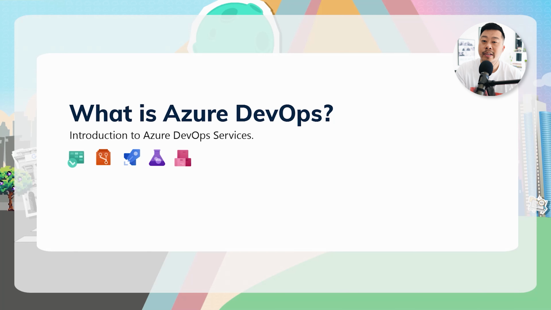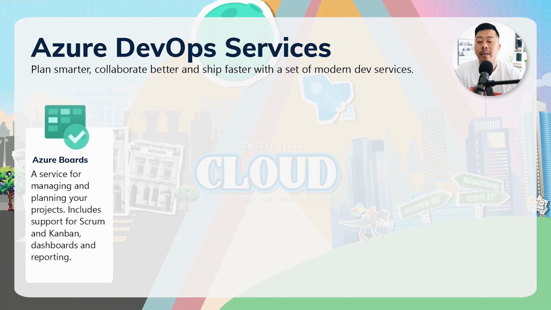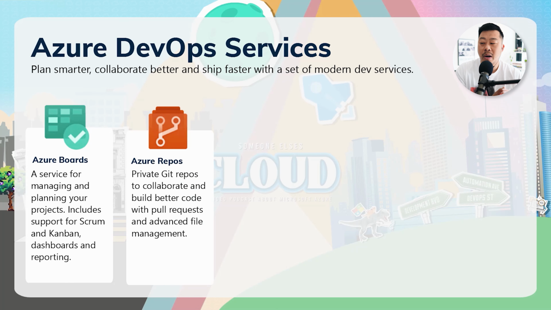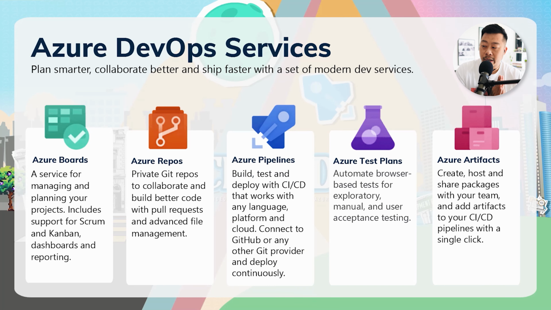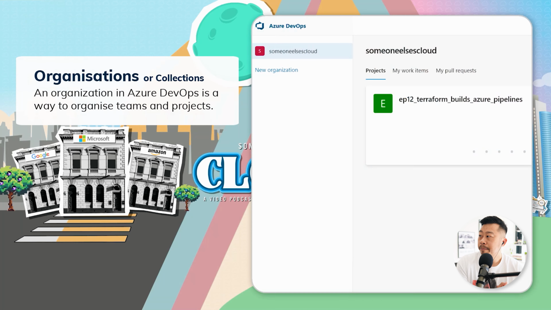So we'll run through the key services that are available. Azure Boards is basically a way that you can manage your work items under a sort of Scrum/Kanban methodology, so similar to Jira. And then you've got Azure Repos, which is just a private Git repo, so just a version control system like GitHub. And then you've got Azure Test Plans, which is basically a way to automate your browser-based tests. And then you've got Azure Artifacts, which is basically a way to create, host, and share your packages through your pipelines. And then you've got Azure Pipelines. So this is basically the orchestrator, so it allows you to build, test, and deploy your CI/CD pipelines. So we'll run through that later.